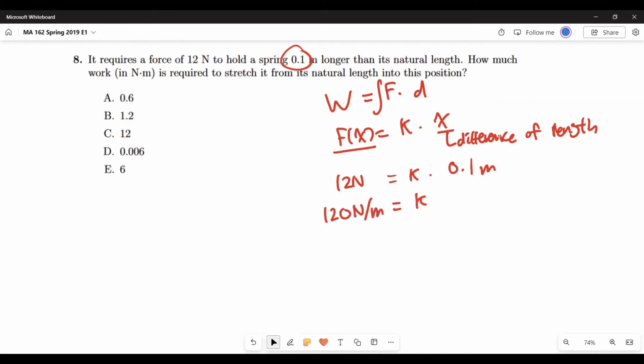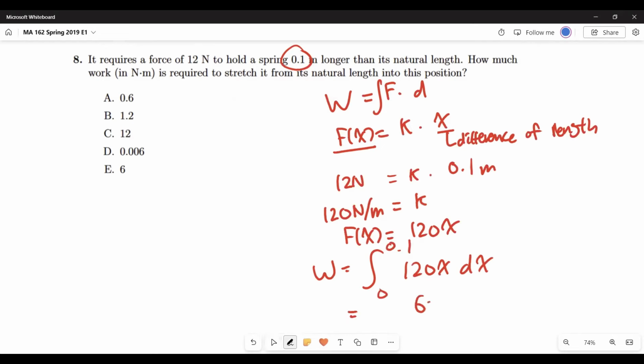We have that, so we can write the force equation as 120x. Okay, we have that equation, and then the work is derived from the force equation, and the x, the distance, and it's from 0 to 0.1. So you can write this as 60x squared, integrating from 0 to 0.1, 60 times 0.1 squared minus 60 times 0 squared. This just becomes 0.6, so the answer for this question becomes A.